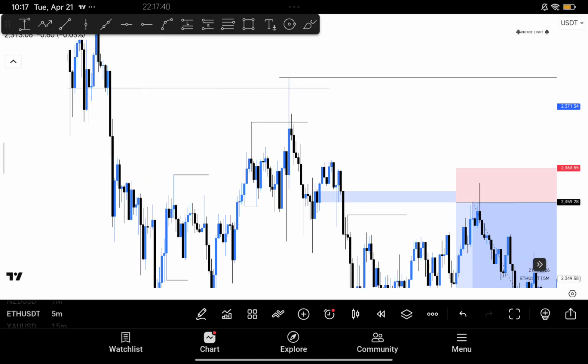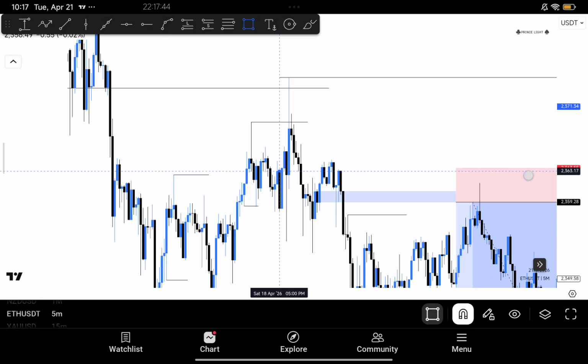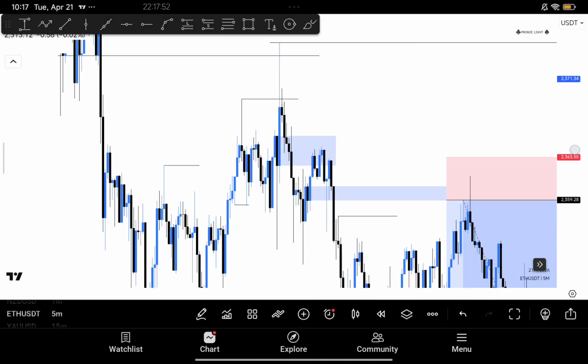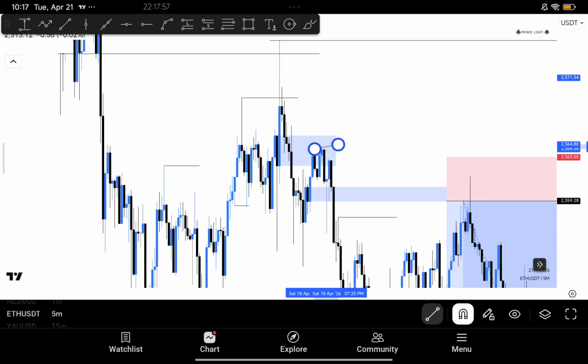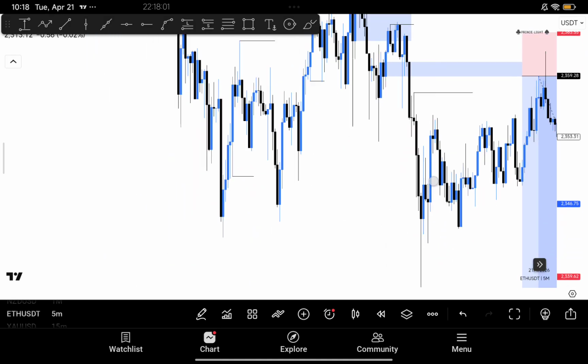Now this is the level that price is currently pushing from on the 5 minutes time frame. You can see price reacting from this breakout block right here, and after price rejected from that breakout block, you can see it gave us our sweep and our break of structure. So we had multiple break of structure to the downside.